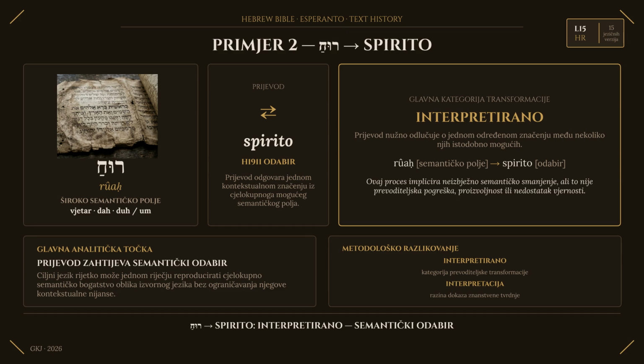The Hebrew term ruah carries a broad semantic field, covering wind, breath, and spirit. Zamenhof translates it as spirito. This interpretative choice is unavoidable, illustrating how translation often necessitates a semantic selection from a wider field.